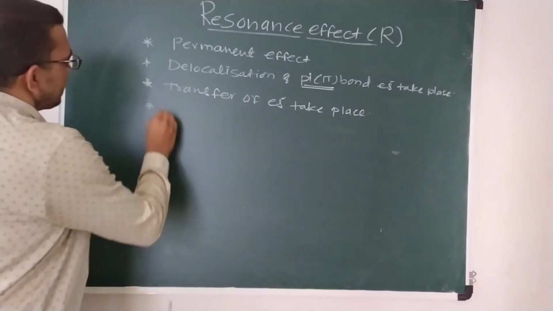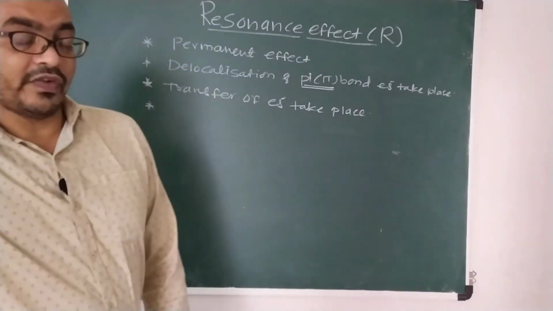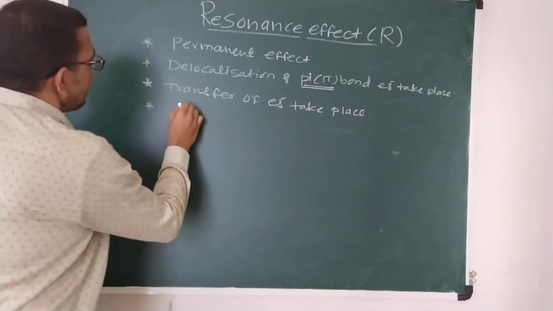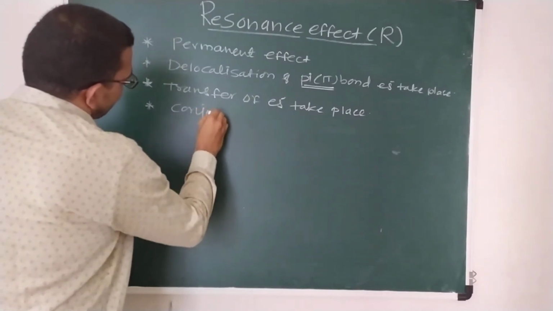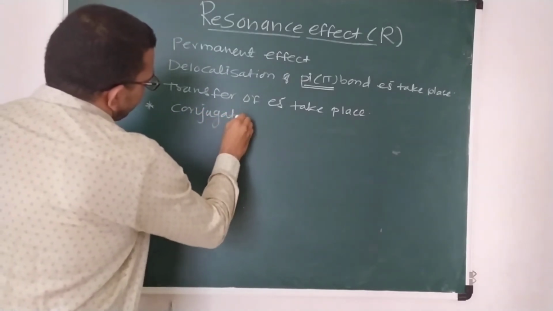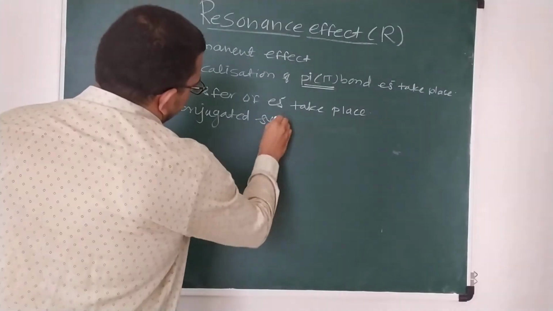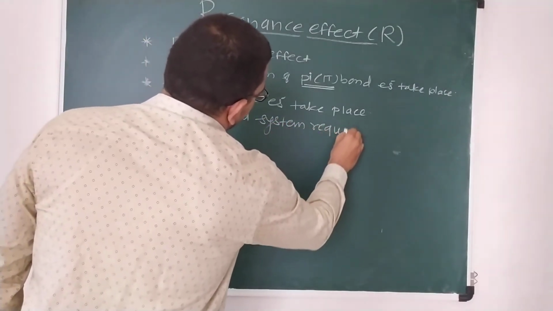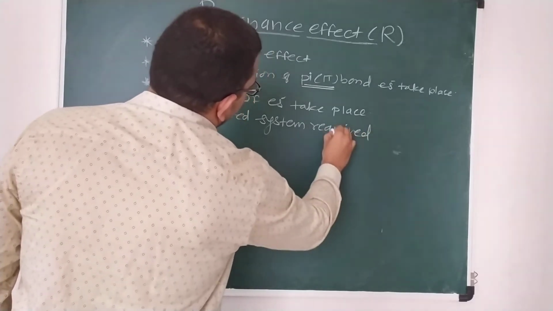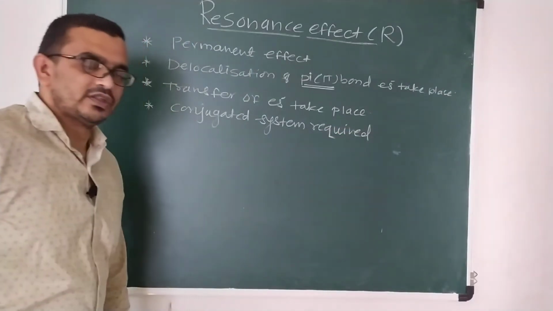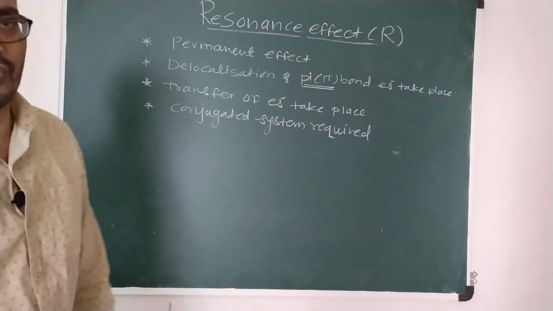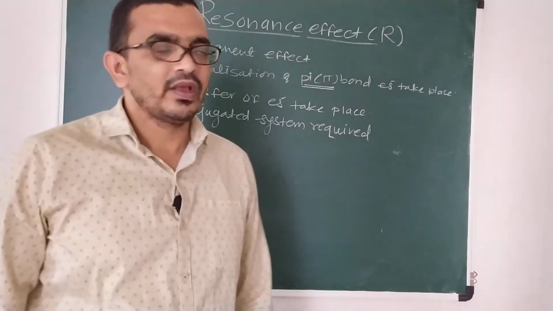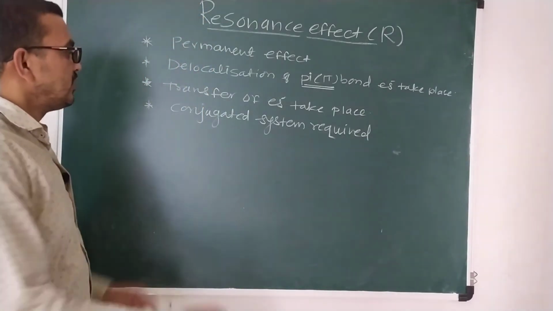Then another one: this resonance effect is observed in a conjugated system, meaning your system should be conjugated. A conjugated system is required for resonance. So that is the required condition, the conjugated system. Then we are going to discuss what conjugation actually is. Okay, so these are the important things.